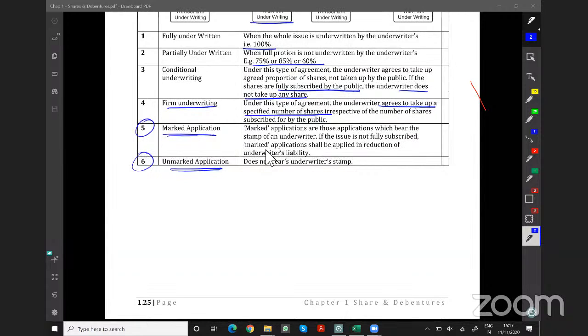What is a marked and unmarked application? Any investor who has invested in the company because of a particular underwriter is termed a marked application. We will read the technical term as well. In case of unmarked application, they have come because of the reputation of the company. Marked applications are those applications which bear the stamp of the underwriter. It is issued if the issue is not fully subscribed. Marked applications shall be applied in reduction of the underwriter's liability, which we have calculated below. An unmarked application does not bear the underwriter's stamp.